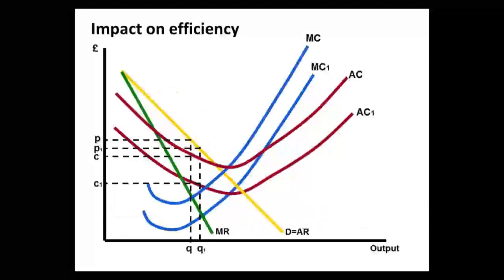We can also show dynamic efficiency on a diagram like this. Dynamic efficiency is the incentive for firms to invest in research and development over time to maintain efficiency. We can assume that in the long run that will cause the firm's costs to go down. So we can model dynamic efficiency as this lowering of variable costs, and hence MC and AC both shift downwards, leading to lower prices and lower costs.